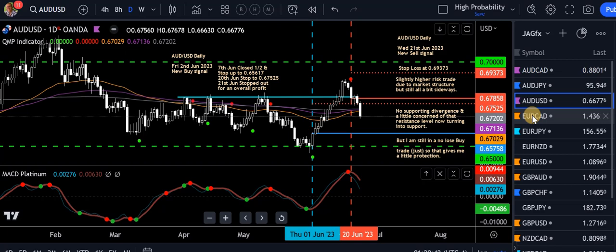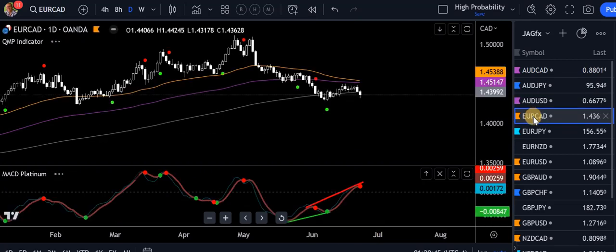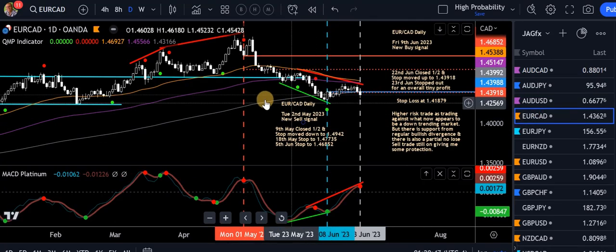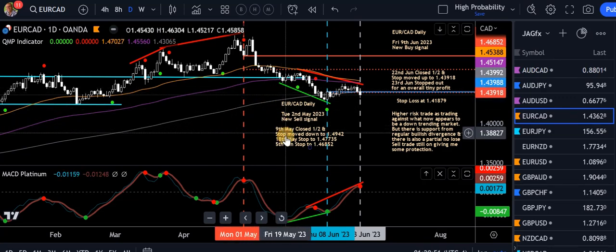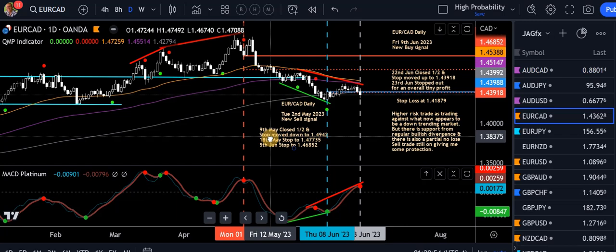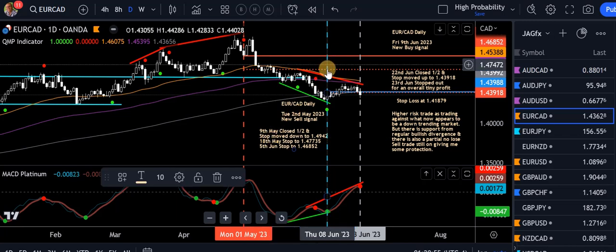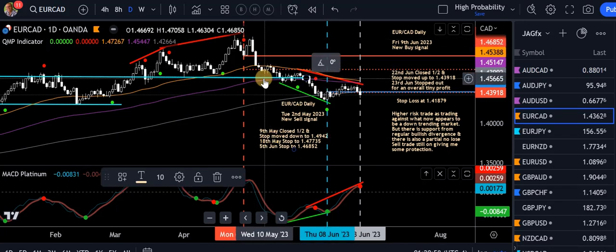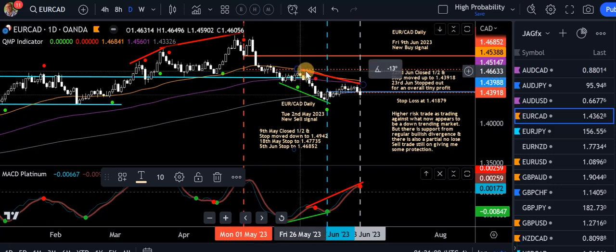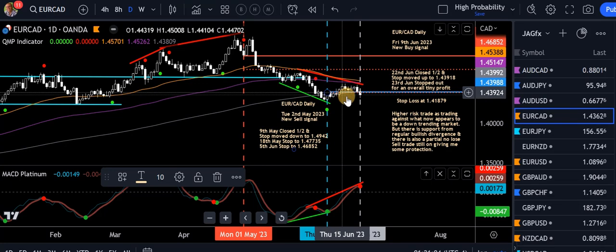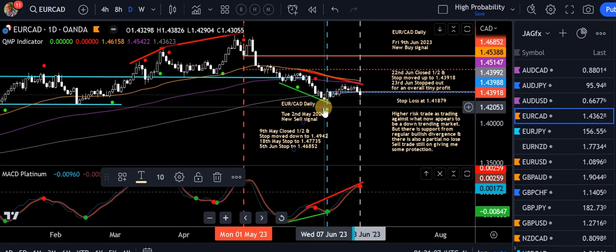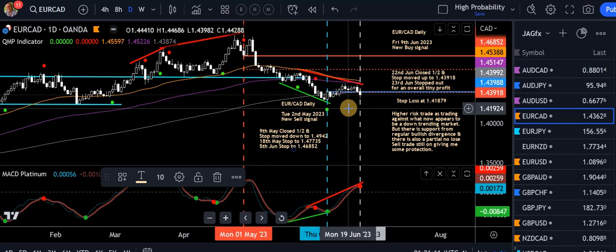Euro CAD, highlighted in orange. All right, still in a sell from the 2nd of May, and you can see my trade management there, moving the stop down, can't lose on that. So there's a sell, already closed half, and we've dragged the stop down. So it's looking good. We can probably drag that stop down a bit further, but we'll just leave as is for the moment. In the meantime, I took a buy on the 9th of June, and it just went sideways for a while.